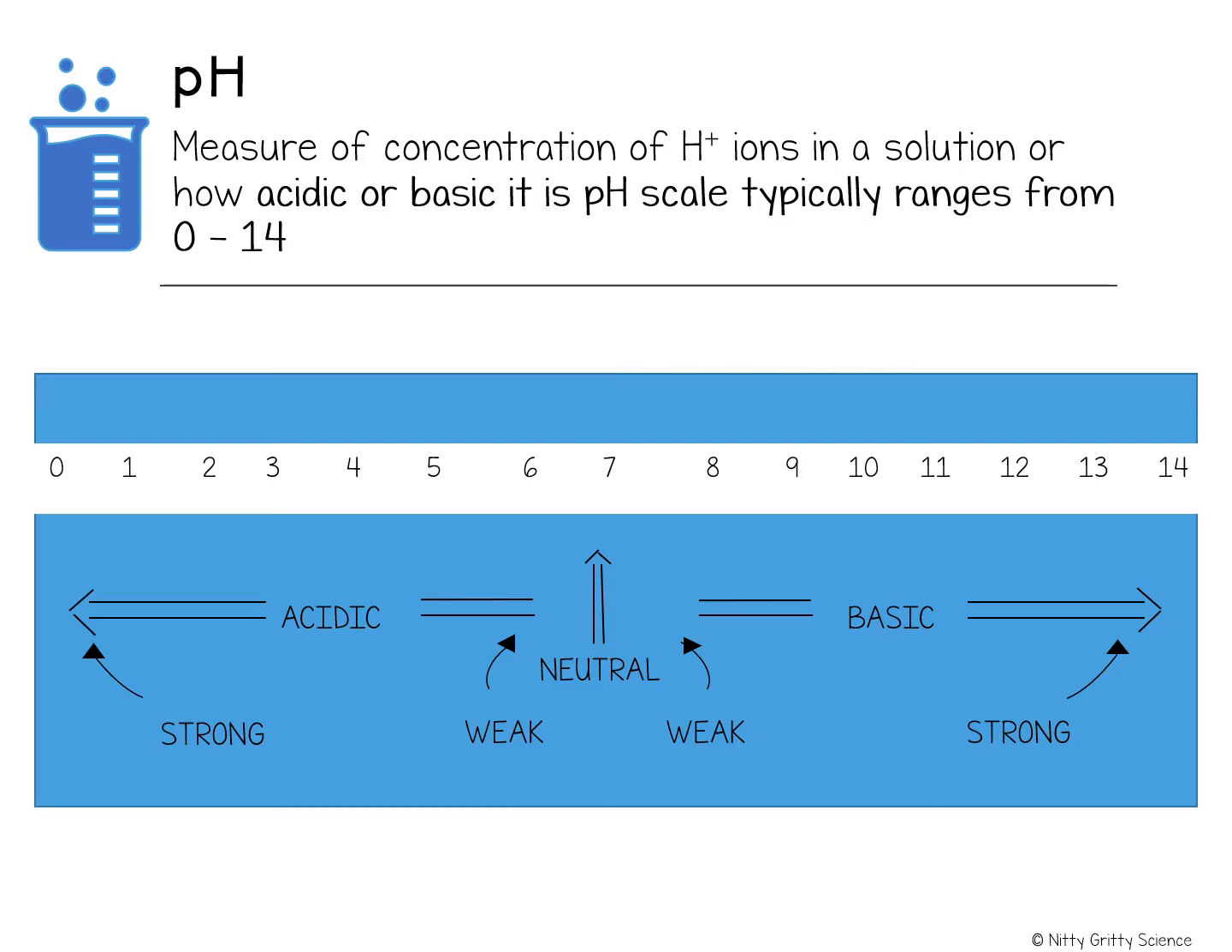Now, if a solution has a pH of exactly 7, this indicates that it is neutral, meaning that the concentrations of H+ ions and OH- ions are equal. This would be a neutral solution, such as pure water.